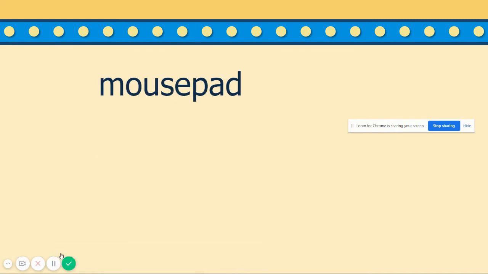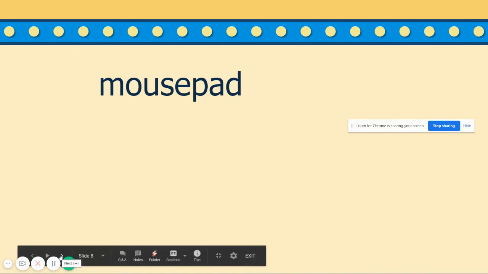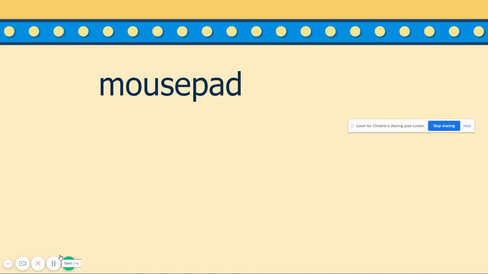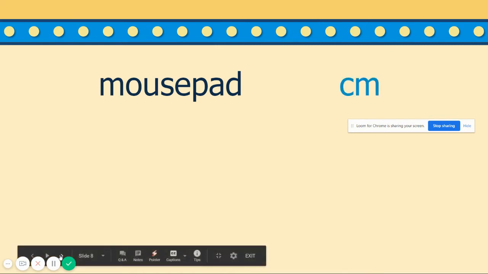So now let's think, if I had a mouse pad, what would I use to measure that? Would I use a whole meter or would I use a centimeter? I'm going to give you a second to think, and then I'll show you the answer. And the answer is centimeter. We would use that small unit to measure the length of a mouse pad.